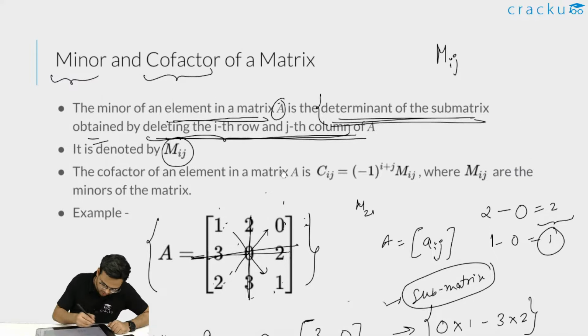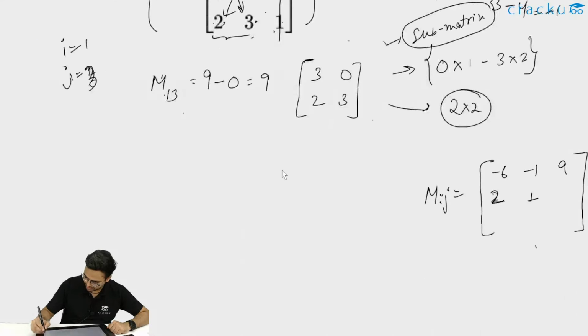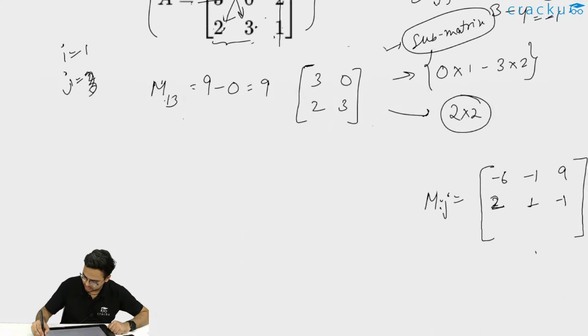Now we have to find M23. Same procedure: remove the second row and the third column. What we are left with is a submatrix of the elements 1, 2, 2 and 3. Now find the determinant of this remaining matrix, which is 1 into 3 is 3 minus 2 into 2, which is 4. So 3 minus 4 is minus 1. So my M23 is minus 1.